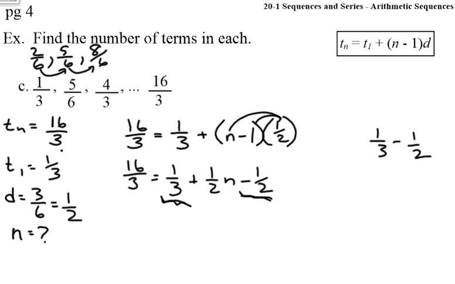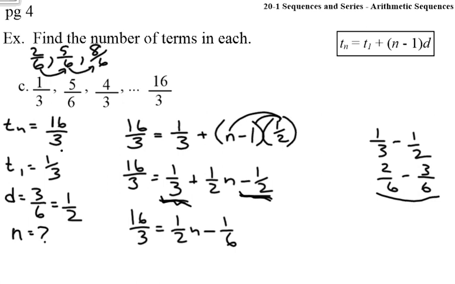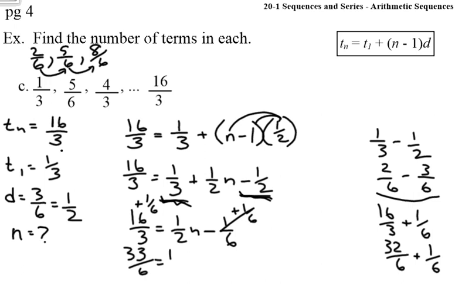A 1/3 and a negative 1/2. Well, common denominator is 6. I don't need a calculator. Let's do this in our heads and get better at it. That leaves us with 16/3. 1/3 subtract 1/2 gives us a value of negative 1/6 with the 1/2 n. From there, add 1/6 to both sides. 16/3 plus 1/6, you can do this quickly without a calculator. Common denominator of 6. 32/6 plus 1/6 is 33/6, equal to 1/2 n.